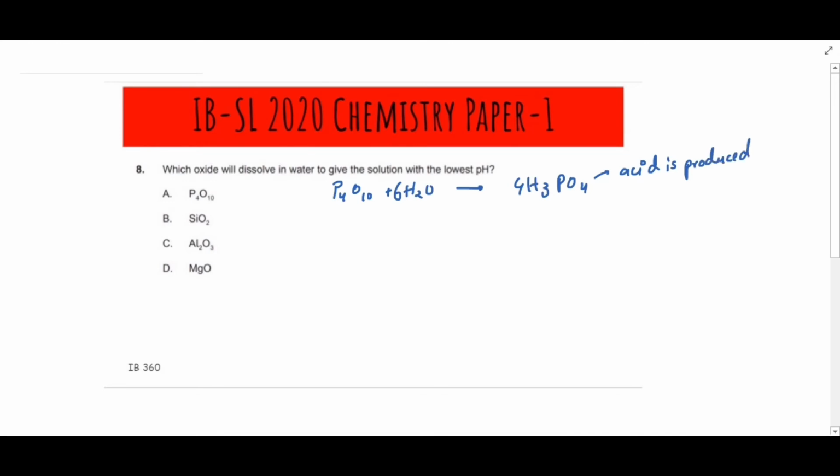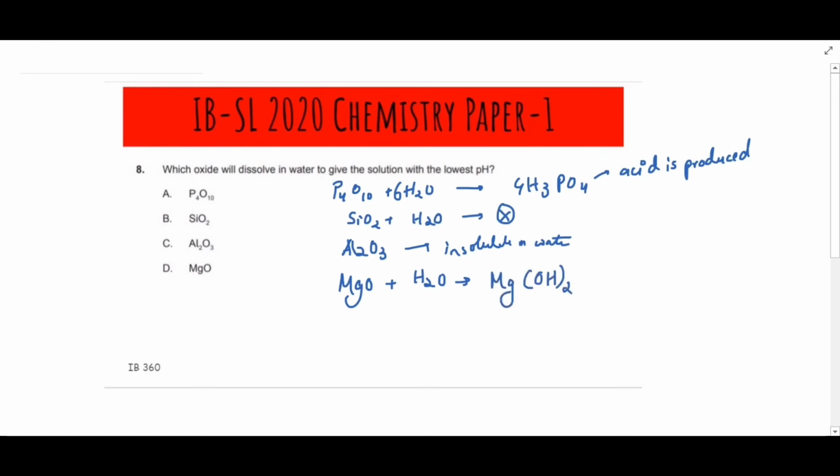Okay, second one is SiO2. SiO2 does not dissolve in water. Next is Al2O3. Al2O3 again is insoluble in water. And lastly, MgO. When we add MgO to water, it produces Mg(OH)2, which is a base. Now between an acid and a base, obviously acid has a lower pH. So obviously for question 8, option A is the correct answer.